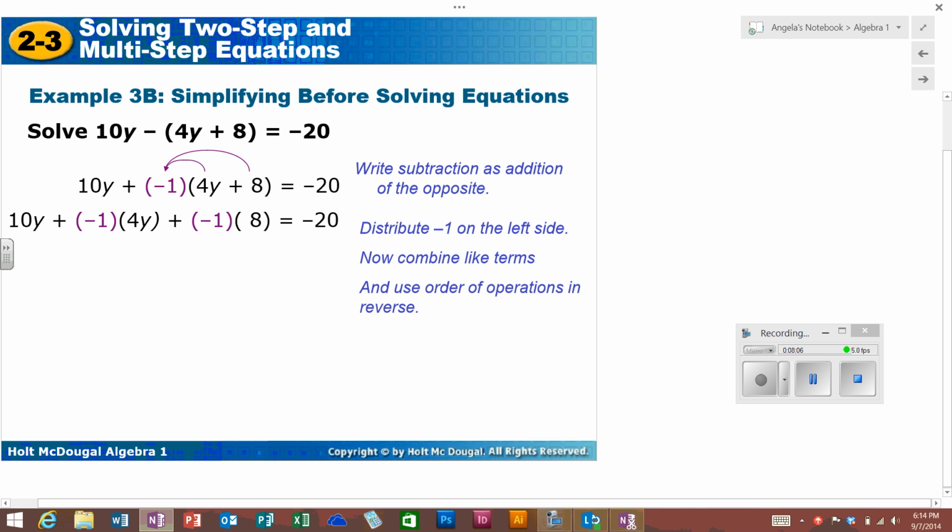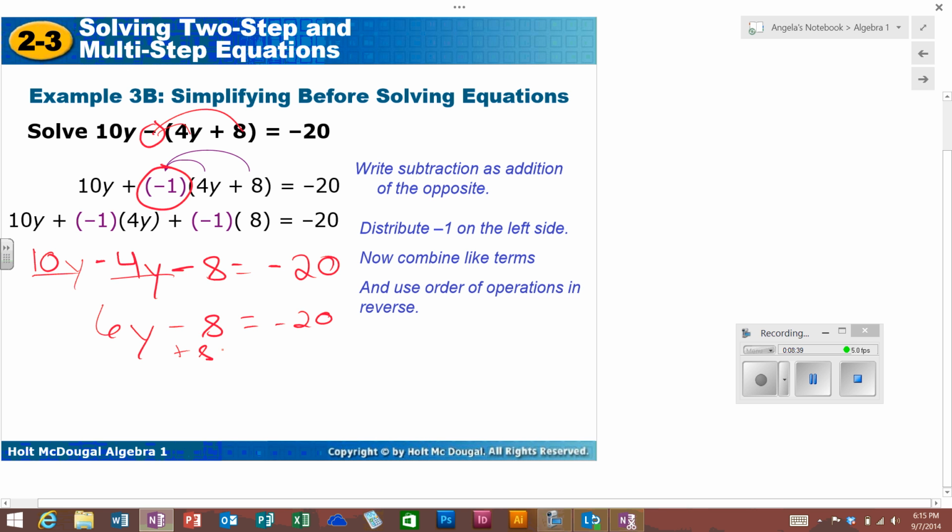So on this next one, we need to distribute first. Again, this was kind of in the warm-up. When you see a negative sign sitting out in front of parentheses, that's the same thing as a negative 1 that we would distribute. So we would make it 10y. The negative times the 4 makes a negative 4y, and then a negative 8. Okay? Now I combine these two. 10y minus 4y makes a 6y.